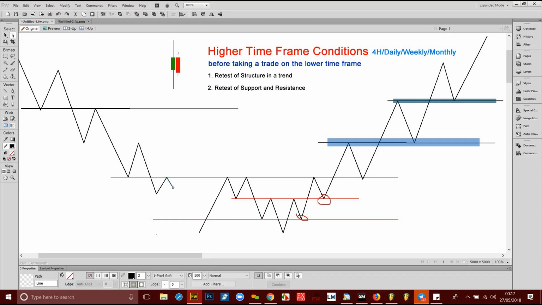It touched it, did this, did this, did this, did this, maybe did this, and then dropped. So I'm looking for maybe this kind of move right here. You see that?